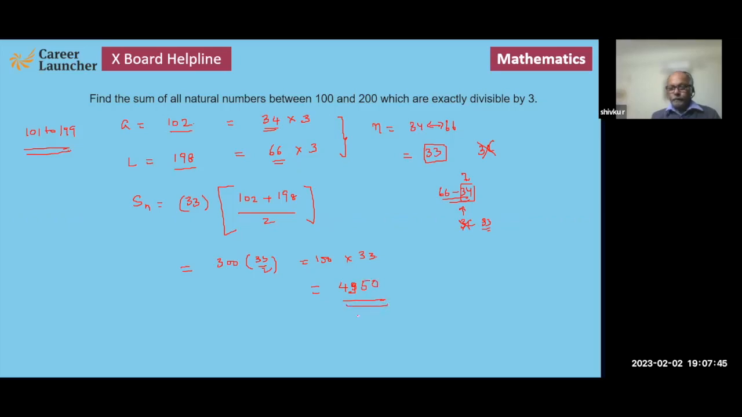4950. So the answer to this question is 4950. So in this, the concepts included are: there is one concept of progressions, which is arithmetic progression. That is one concept we are using. The second concept that we are using is the concept of numbers, which means we are talking about factors of numbers. Including both of these, we are finding out what is a summation.